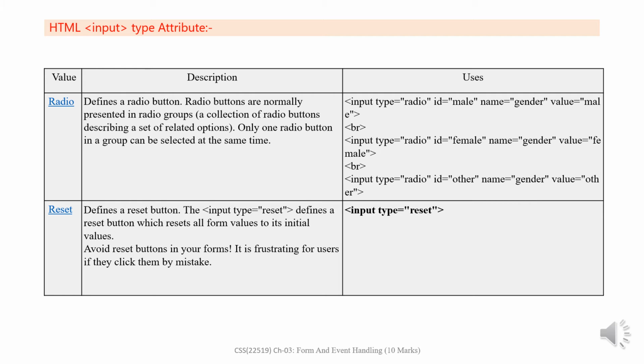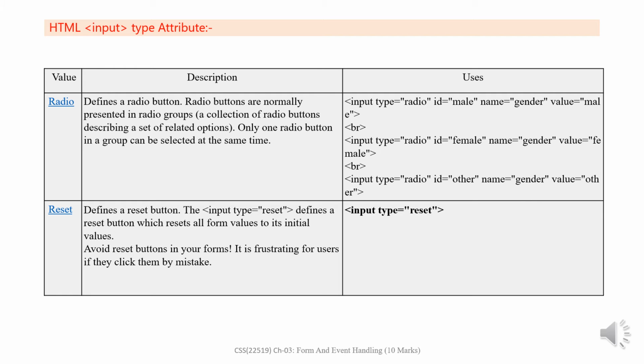So next input tag type attribute is radio. Radio defines a radio button. Radio buttons are normally presented in radio groups. It is a collection of radio buttons describing a set of related options. Only one radio button in a group can be selected at a time.